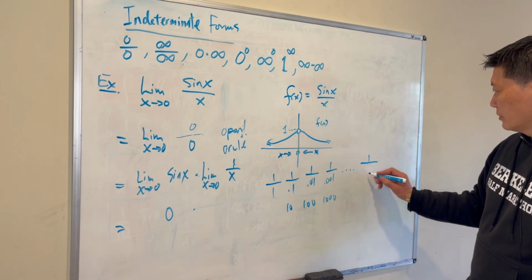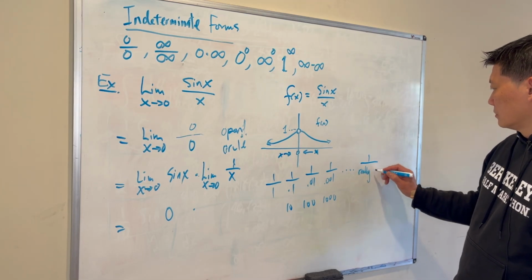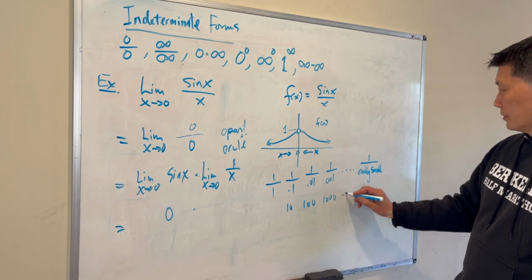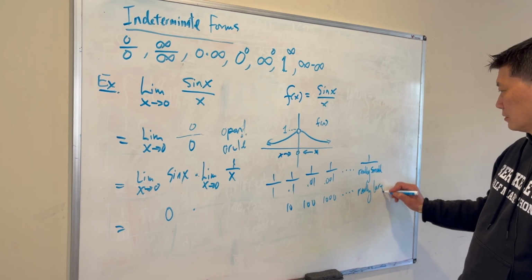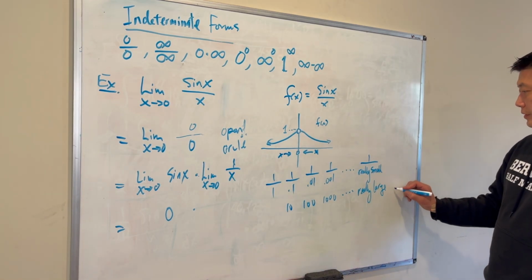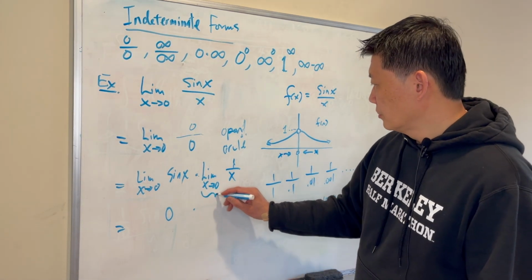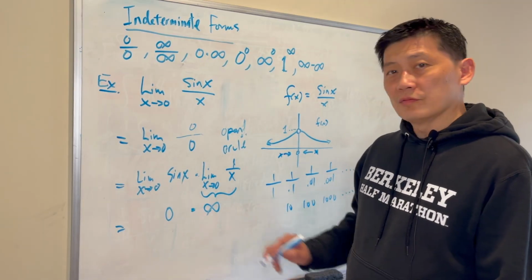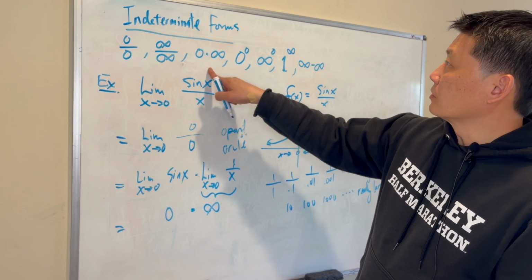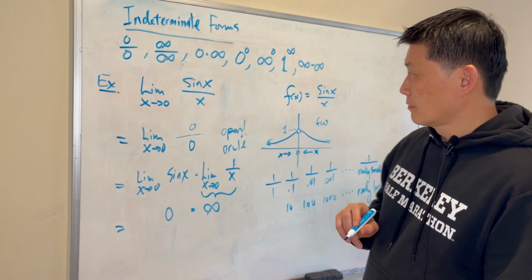So if you have something that is really, really small, then this will be really large. Eventually this whole thing will become infinity. So you have 0 times infinity. In this case, 0 times infinity is also an indeterminate form.